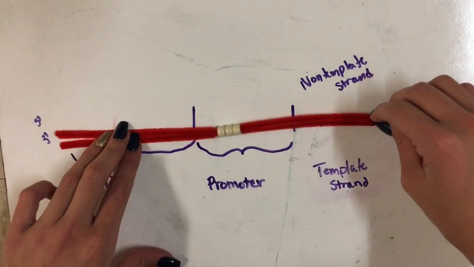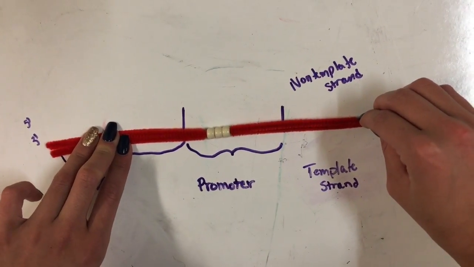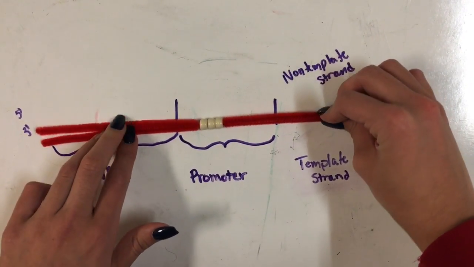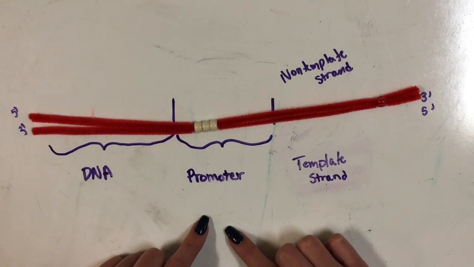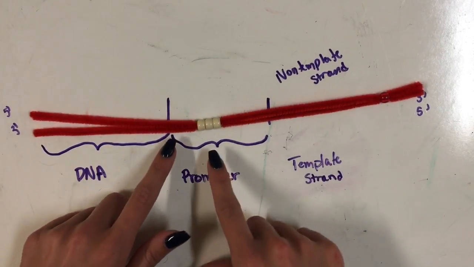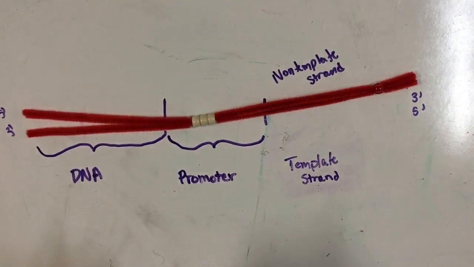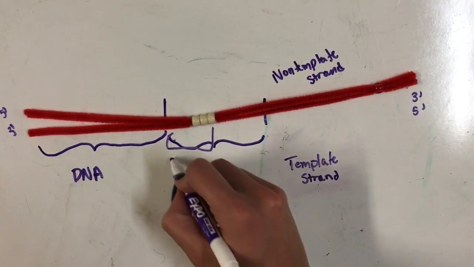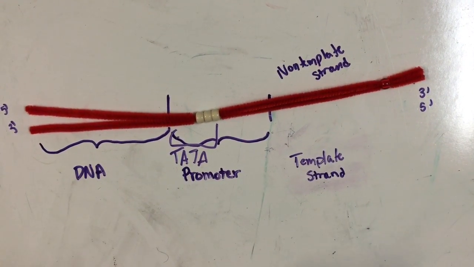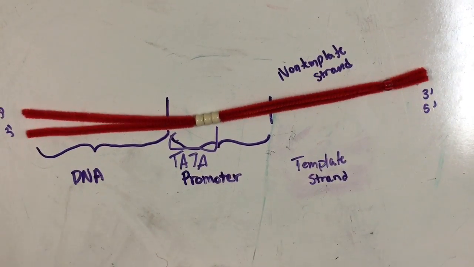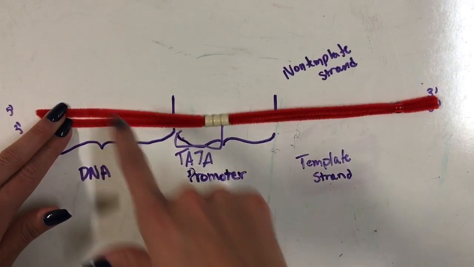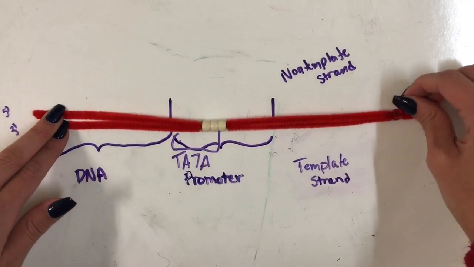A eukaryotic promoter commonly includes a TATA box, a nucleotide sequence containing TA about 25 nucleotides upstream from the transcriptional start point. So within the promoter, it's gonna use up about this much space that has the TA. By convention, nucleotide sequences are given as they occur on the non-template strand. So these 4 are gonna be the ones that are up top.